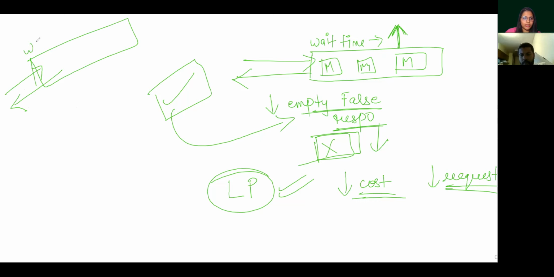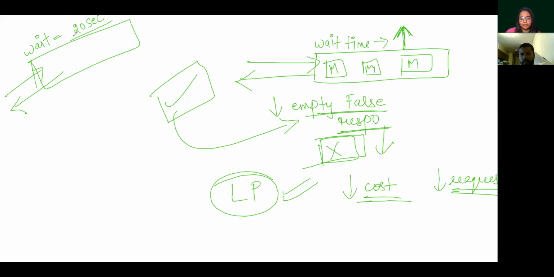Okay, so it will wait, say for 20 seconds. In long polling, it is waiting for 20 seconds inside a queue. They have sent the request, and now it will wait for 20 seconds to check if there is any message there, and then send the response to the server again, right? In this case, multiple messages can occur.